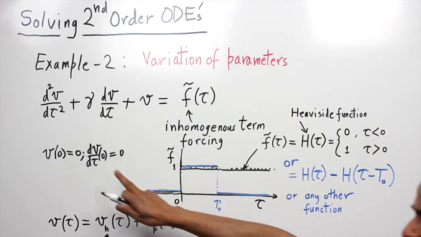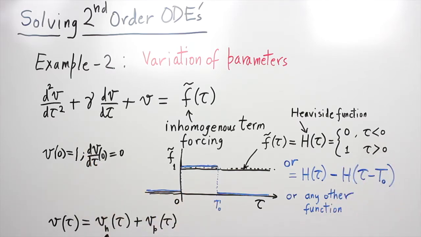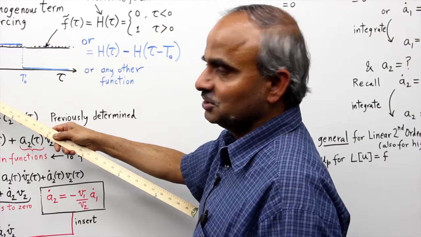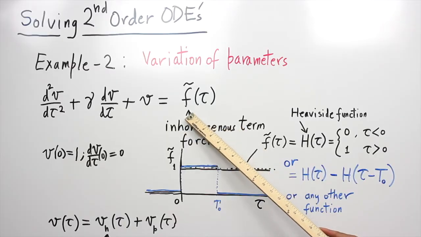I will fix this. So the initial displacement is unity, and the velocity at time equal to 0 is 0, and we are interested in solving that equation subject to these initial conditions. And there may be some prescribed right-hand side.